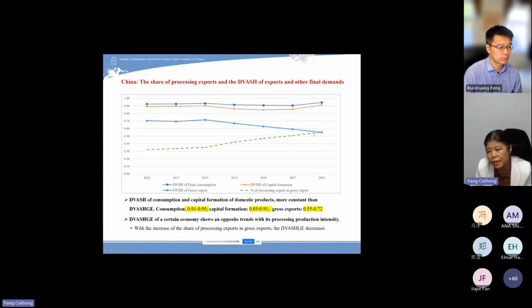But when we look at the domestic value added share of gross exports, the light blue one, from 2002 to 2018, it went up. But at the same time, we could see the dashed green line, which is the share of processing export in China's total export. We could see that these two lines are contrary to each other. That is, the higher the share of processing export, the lower the domestic value added share of the exports. So these are the facts from China's data set.